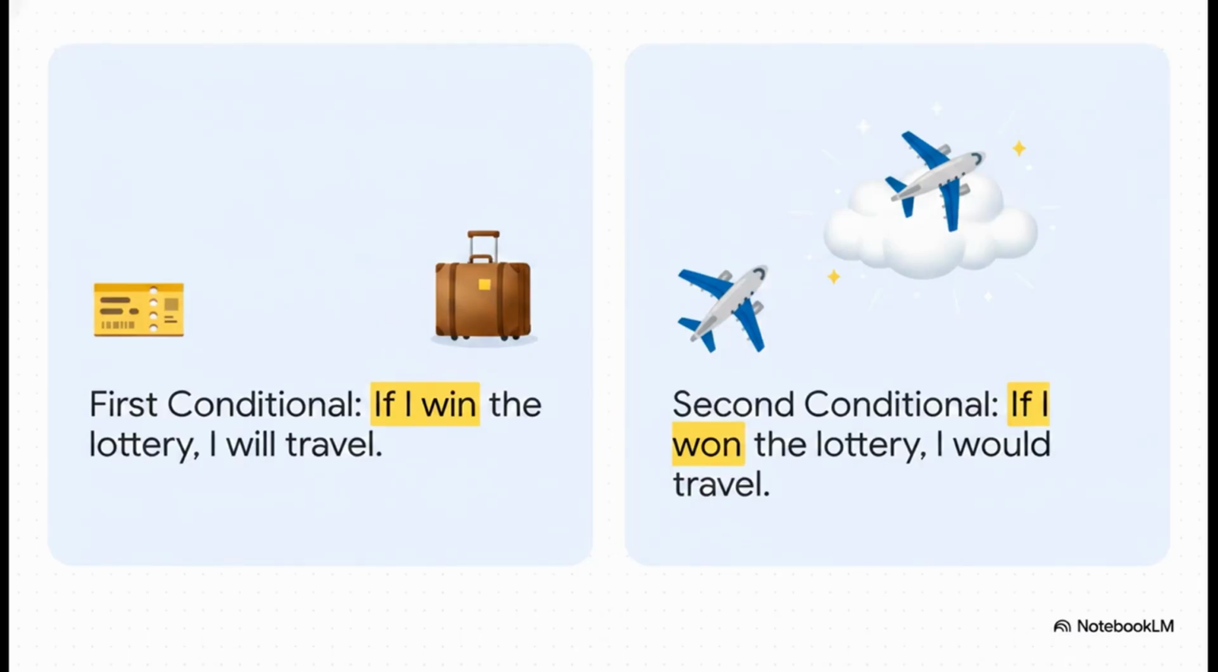And this brilliantly illustrates the difference. We know the first conditional. If I win the lottery, I will travel. Realistic, right? Maybe I actually bought a ticket today. But changing win and will to won and would completely plunges the sentence into an imaginary, highly unlikely reality. If I won the lottery, I would travel.